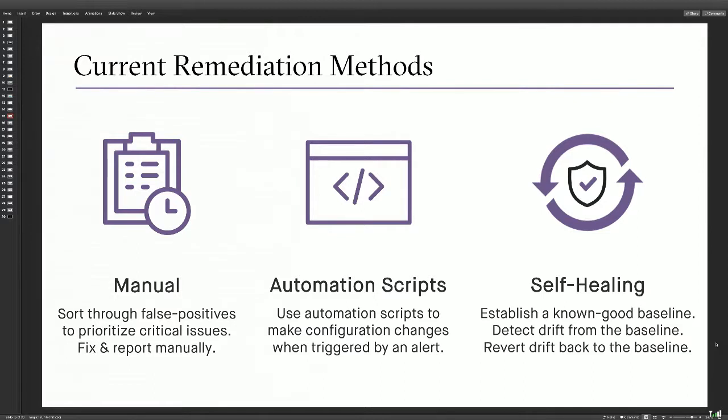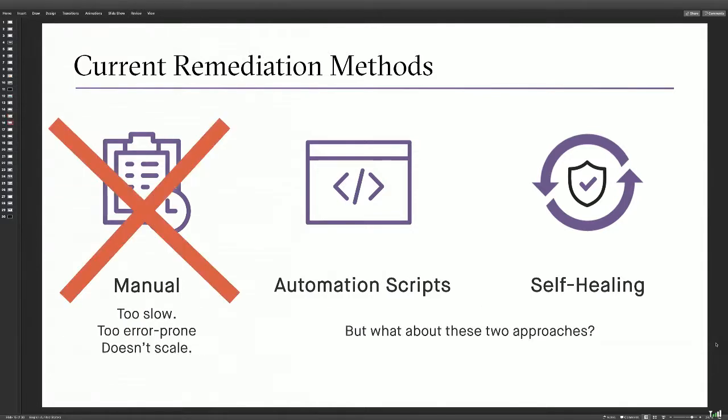And the third one is self-healing. This is what we at Fugue think is the right approach. And it's based off of known good baselines and detecting drifts from those baselines, and then the ability to revert back to the baseline. And I'm going to keep coming back to this baseline concept because that actually is the contract between security, compliance, and development. And that'll make more sense as we drill into it.